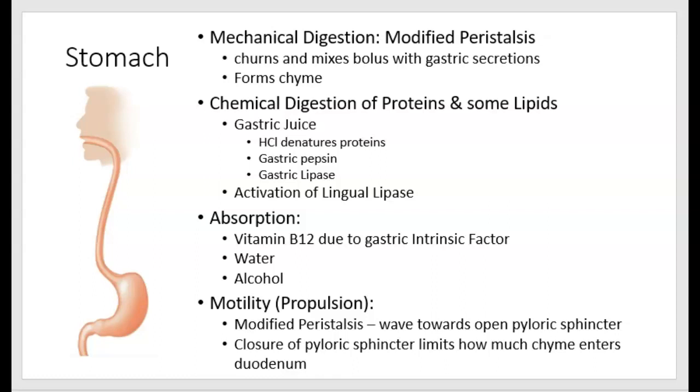And now onto the chemical digestion. That gastric juice contains hydrochloric acid, gastric pepsin, and gastric lipase. And so what we get from that gastric juice is chemical digestion of proteins and some lipids. Also, lingual lipase is activated in the stomach, further enhancing lipid chemical digestion. Very little absorption of anything happens across the wall of the stomach.